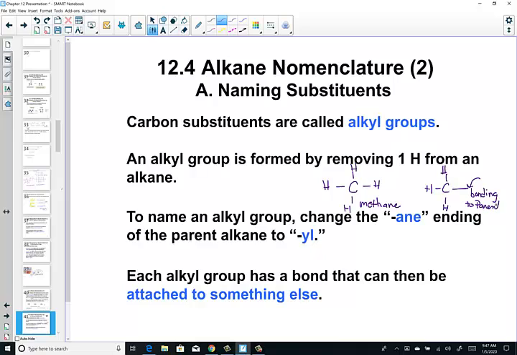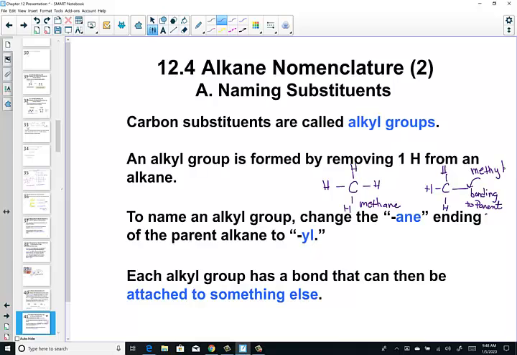So we remove a hydrogen and use that fourth bond to attach it to the longer carbon chain so that the branch has a way of attaching. To name the alkyl group, instead of saying methane, you use the YL ending and it becomes methyl, M-E-T-H-Y-L, for a one carbon branch. So the alkyl group gets named methyl, ethyl, propyl, butyl, and so forth.